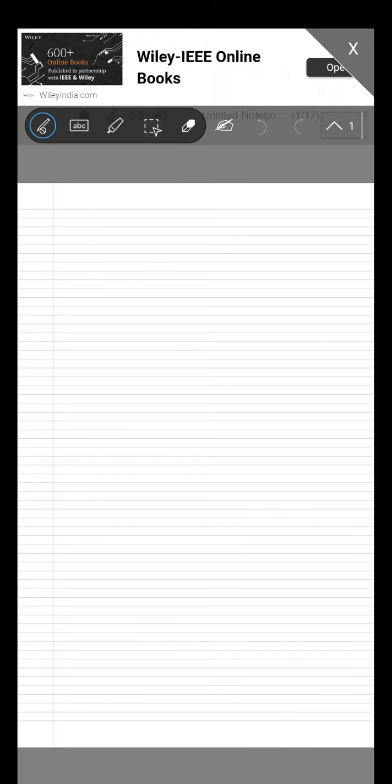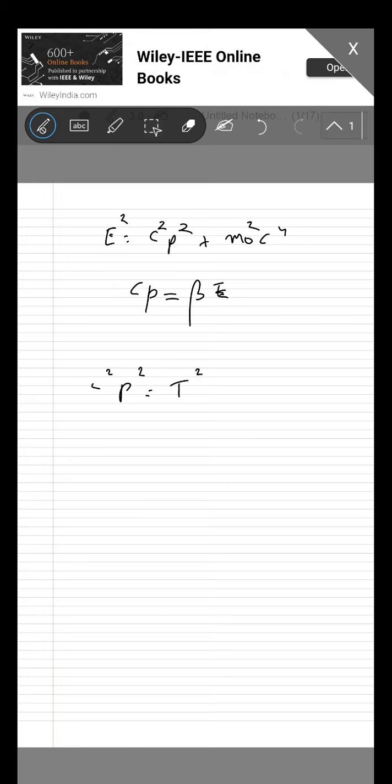So the total energy is now given by E square equals p square c square plus m0 square c to the power 4, and cp is equal to beta into E. So we can write c square p square is equal to T square plus 2T m0 c square.